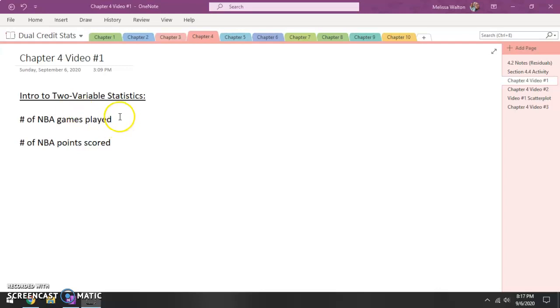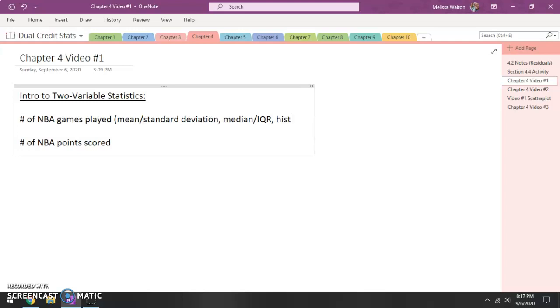So I want to consider something. Let's say that I am investigating two separate variables. I am investigating number of NBA games played and number of NBA points scored. So first off, here's what we can calculate. If I'm just looking at the number of games played, well, I could calculate the mean and standard deviation of that. I could calculate the median and IQR of that. And then also for number of NBA games played, most likely I would probably make a nice histogram or a dot plot with those. All right, so that is what I can do with that variable.